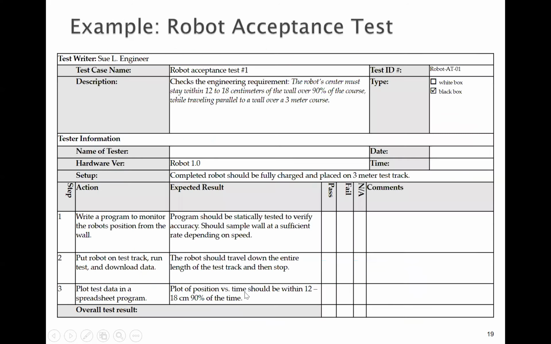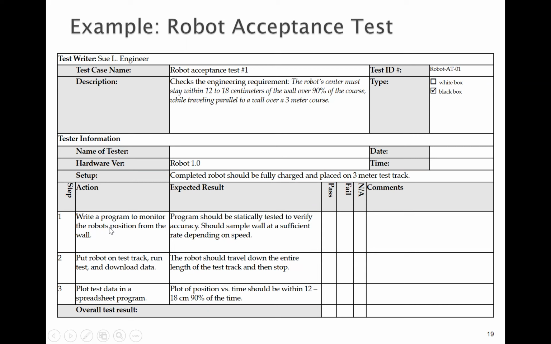So when we want to develop the acceptance test, there should be this type of test case. Test writer, test case name, robot acceptance test number 1, and the engineering requirement. Here is the first requirement. On the right-hand side, you can see test ID and type, white box or black box, hardware version, the name of the tester, date, time, and the setup is simply completed. The robot should be fully charged and placed on a 3-meter test track. Write a program to monitor the robot's position from the wall.